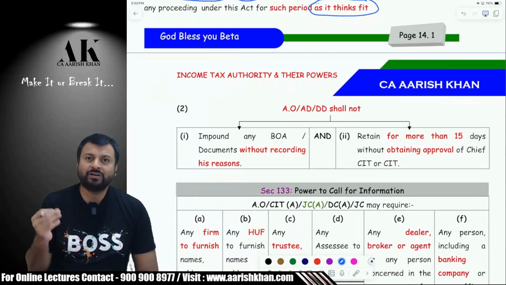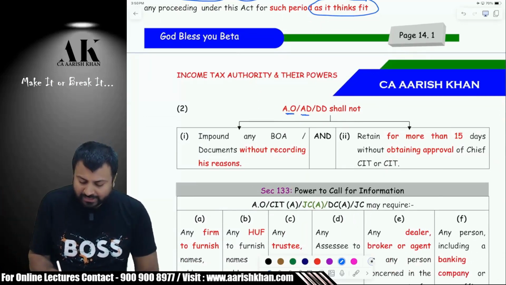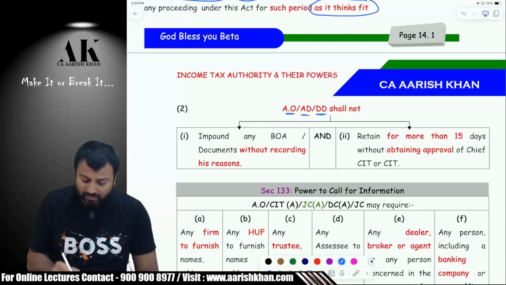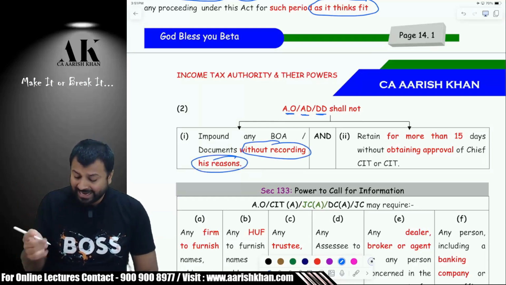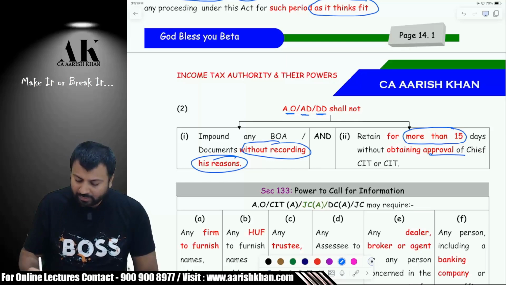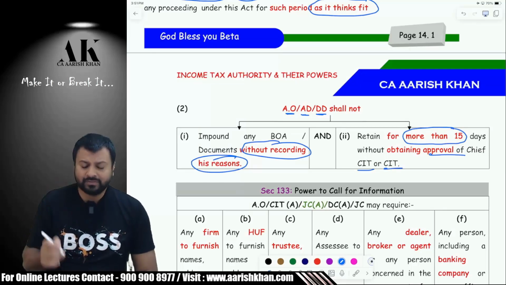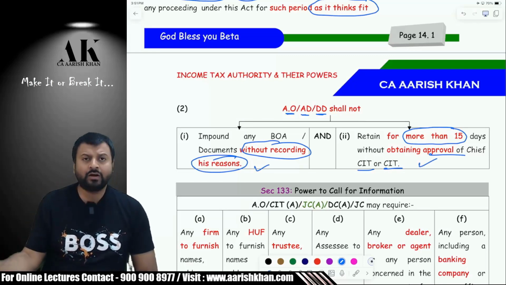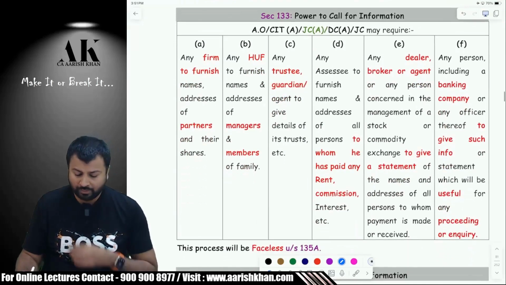But for certain officers, there are certain conditions which they have to fulfill. Like for AO, additional director and deputy director, they cannot impound without recording the reasons. So they have to record the reasons with higher authority. And if they want to retain for more than 15 days, then they have to take approval from the chief commissioner and commissioner also. So for impounding, first of all, they have to record the reason, and for impounding for more than 15 days, they have to take approval from the chief commissioner and commissioner. Only then can they impound the books of accounts. I hope it is clear to all of you.